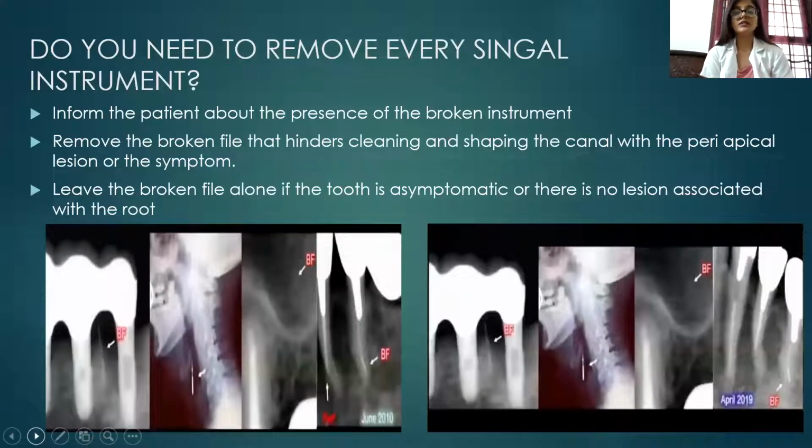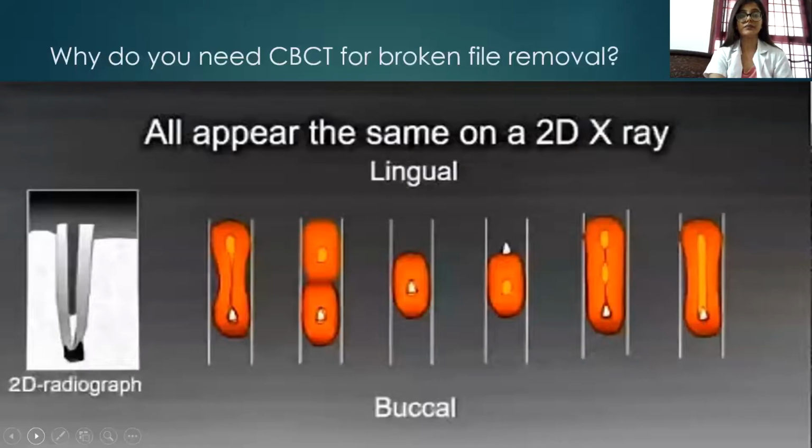Do you need to remove every single instrument? First of all, you have to inform the patient about the presence of the broken instrument. Then you have to remove the broken file that hinders cleaning and shaping the canal with a periapical lesion or symptom. You can leave the broken file alone if the tooth is asymptomatic or there is no lesion associated with the root.